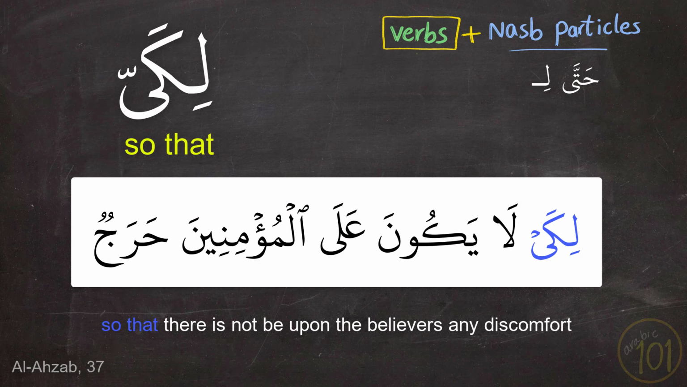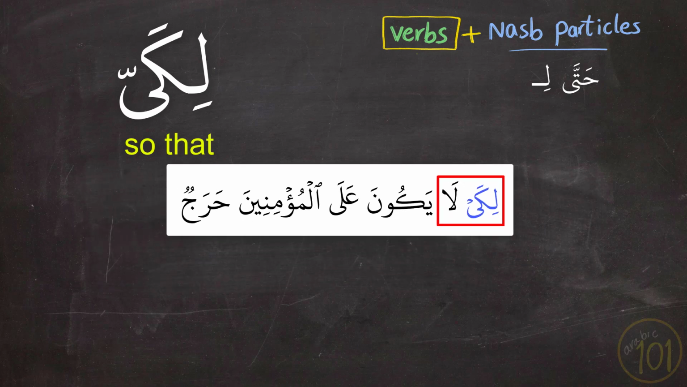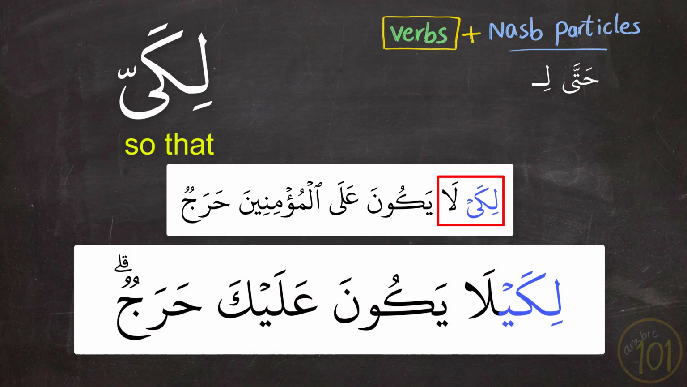لكي لا يكون على المؤمنين حرج. And this combination with likay that is followed by la, sometimes we see it separated like that, but in other instances we see it as one word, like in this example. لكي لا يكون عليك حرج. And in both cases it means the same thing and it has the same effect on the verb that comes after it, as we can see.